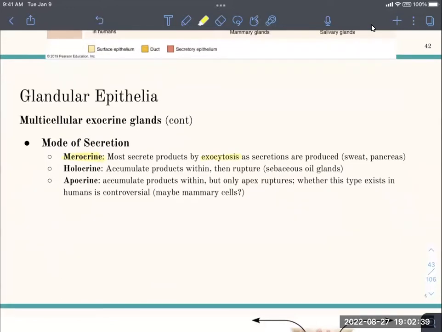Pancreas. We have holocrine glands that rupture. That's where the sebaceous oil comes from. Or we have apocrine glands where only the top ruptures off. We don't know for sure if we even have those in our body as humans, but they might be mammary cells. We don't know.